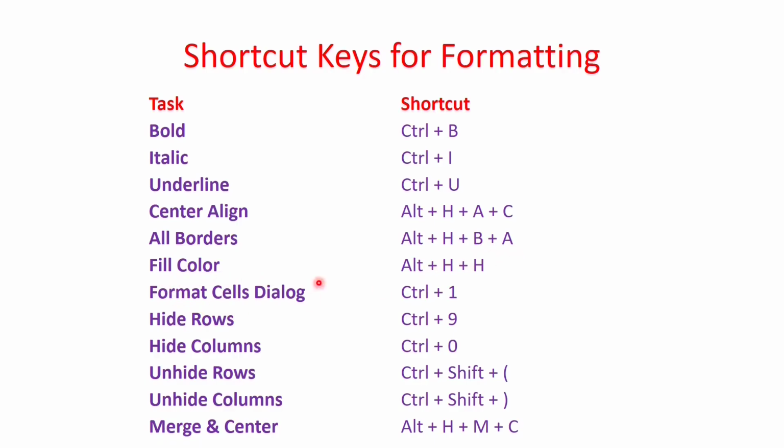Next, fill color. The shortcut is Alt plus H plus H. Next, format cell dialog. The shortcut is Ctrl plus 1. To hide rows, the shortcut is Ctrl plus 9. To hide columns, the shortcut is Ctrl plus 0. Next, unhide rows, the shortcut is Ctrl plus Shift plus open bracket. Next, unhide columns, the shortcut is Ctrl plus Shift plus close bracket. Next, merge and center. The shortcut is Alt plus H plus M plus C.